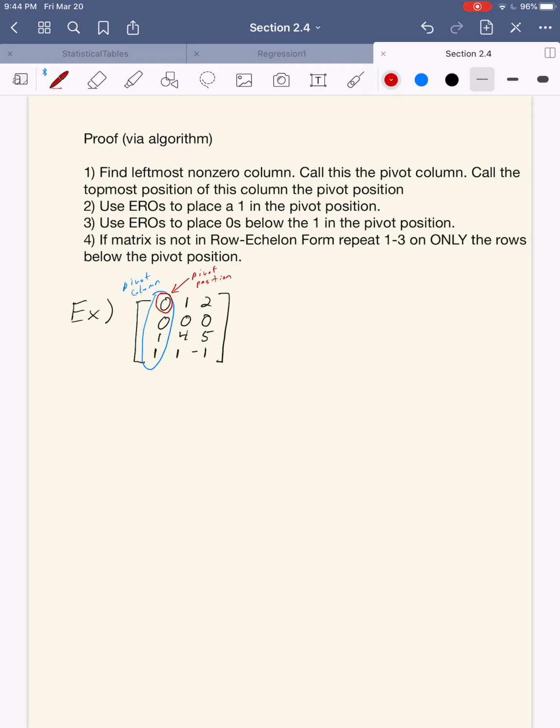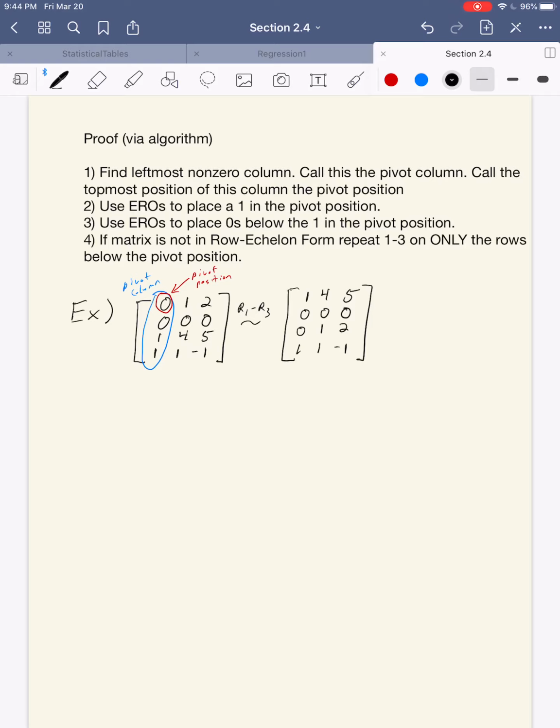Okay. Now, once we've identified that, we say, okay, let's use those elementary row operations to get a 1 in that pivot position. Right now, a 0 is in that pivot position, but notice we could use either row 3 or row 4 to interchange and get a 1 into that position. Doesn't matter which one, so out of convenience we'll use the closer one, R3. So let's interchange R1 and R3. So what we will then have is 1, 4, 5, 0, 0, 0, and then we will have 0, 1, 2, and 1, 1, negative 1.